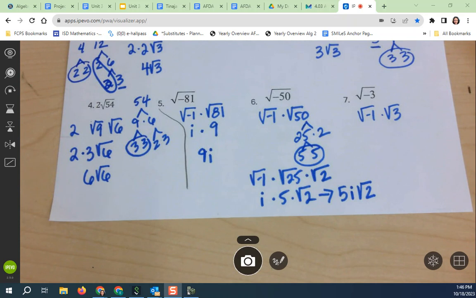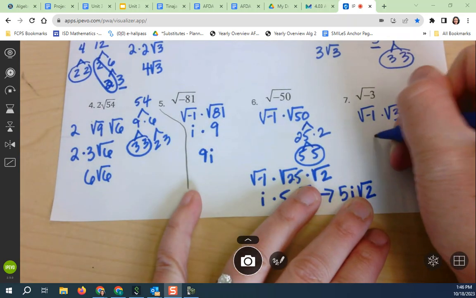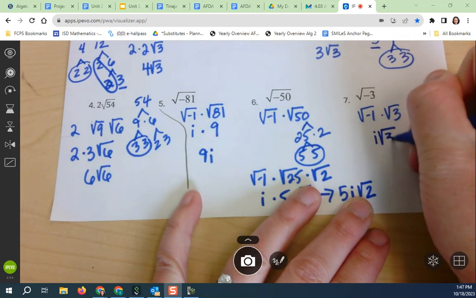Okay, so the answer is, of course, we can't do anything with root 3, right? Root 3 has no factors besides 1 and 3. That's not going to help us out. So we are going to just leave that as root 3. This is i, so you end up with i root 3.